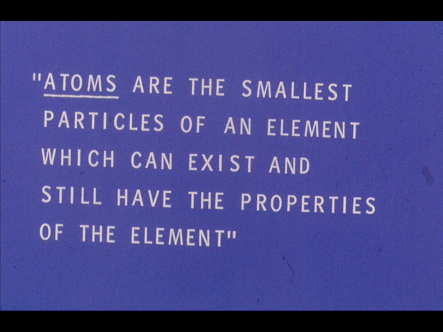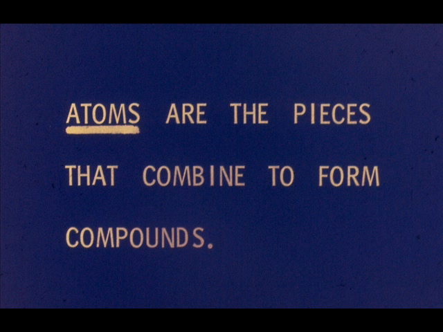If we were to take this nugget of pure gold, or any other element, and subdivide it into smaller and smaller pieces, we would eventually come to a tiny particle called an atom. Atoms are the smallest particles of an element which can exist, and still have the properties of the element. Atoms are the pieces that combine to form compounds.